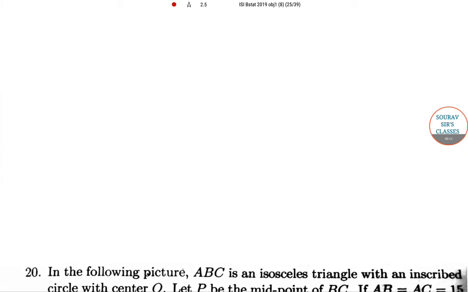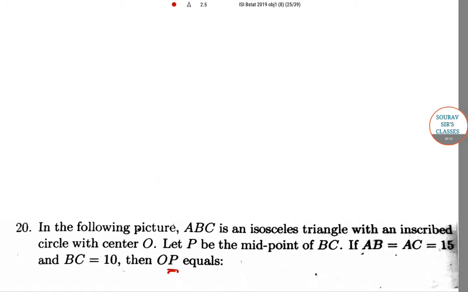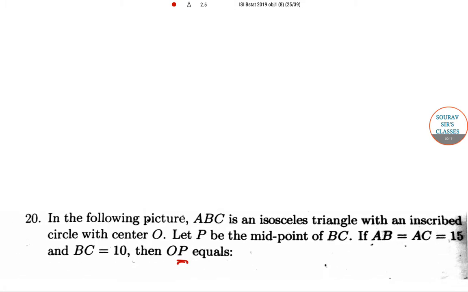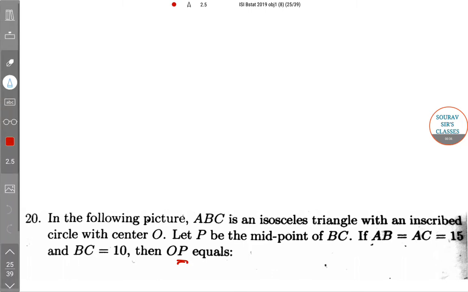Today I am going to solve the ISI BStat 2019 objective question paper. Now it is question number 20. In the following picture, triangle ABC is an isosceles triangle with an inscribed circle with center O. Let P be the midpoint of BC. If AB equal to AC equal to 15 and BC equal to 10, then we have to find OP.